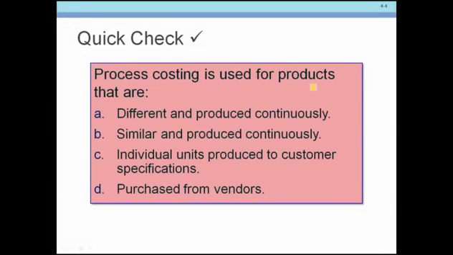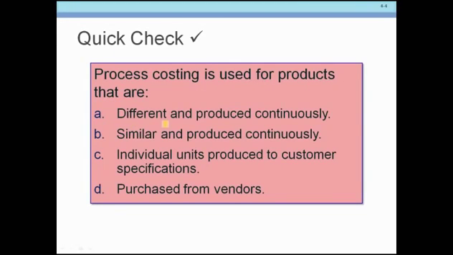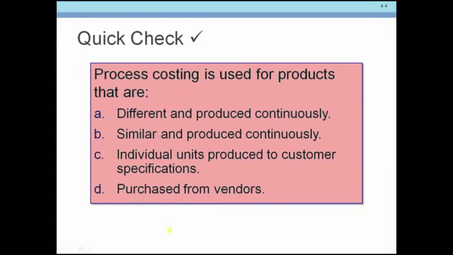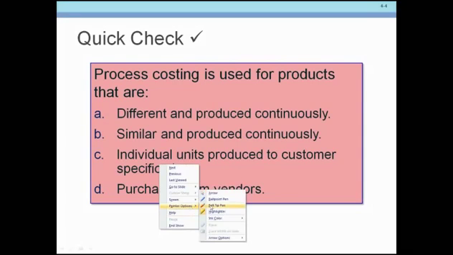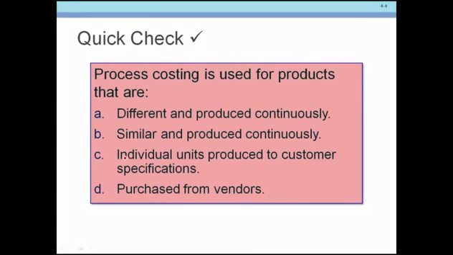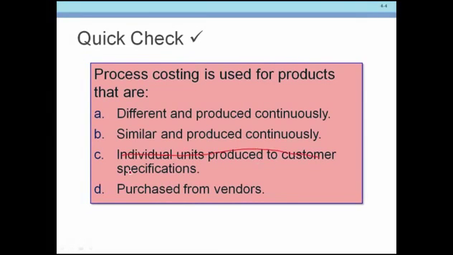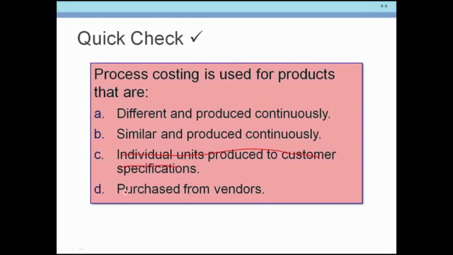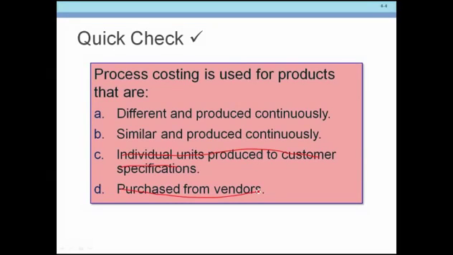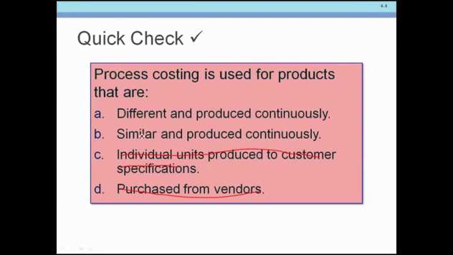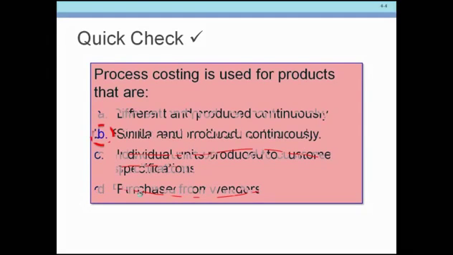Process costing is used for products that are what? Different and produced continuously, similar and produced continuously, individual unit produced to customer specification, or purchased from vendors. So what do you think the answer is? What could you eliminate immediately? Well, it's definitely not individual unit produced to customer specification, and purchased from vendors doesn't make much sense here. So we are with A and B. Is it different and produced continuously or similar and produced continuously? Hopefully you would know it is similar and produced continuously.